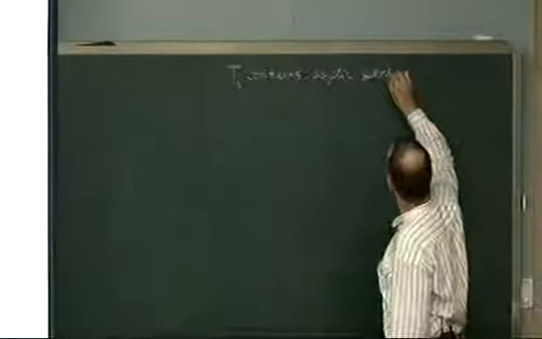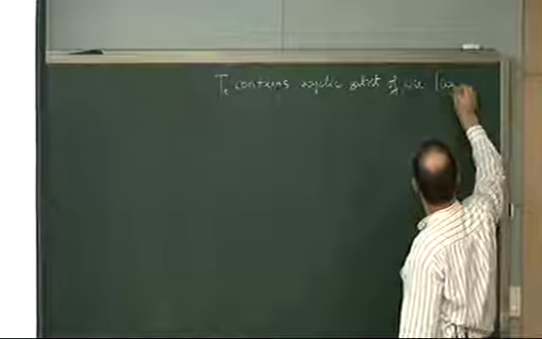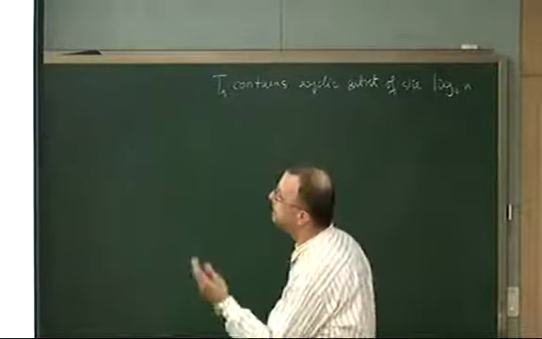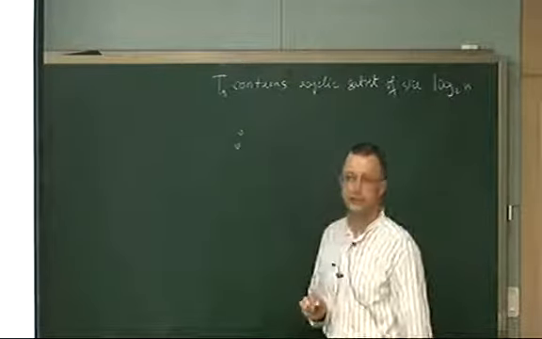A tournament on n vertices contains an acyclic subset of size log n. Now this is actually very easy. You just start with any vertex, take any vertex, v.